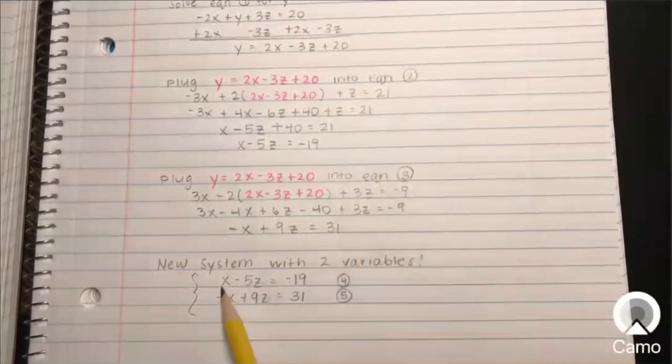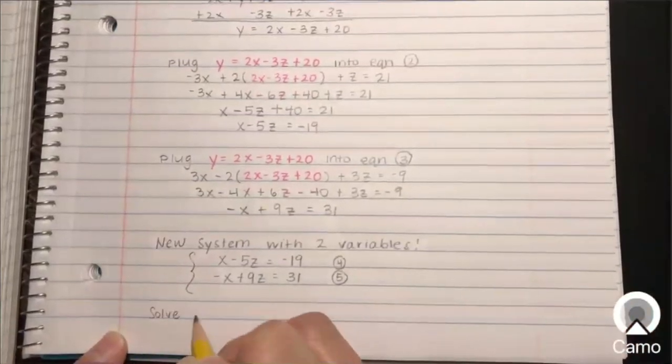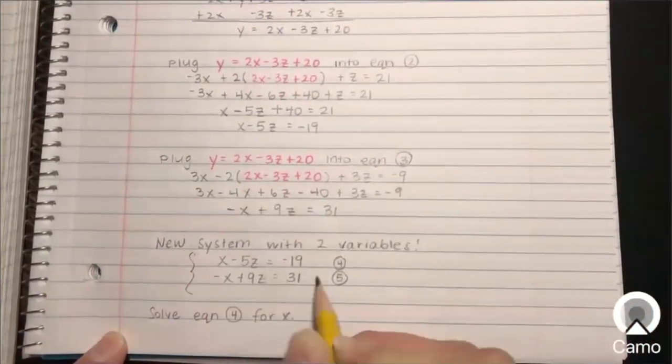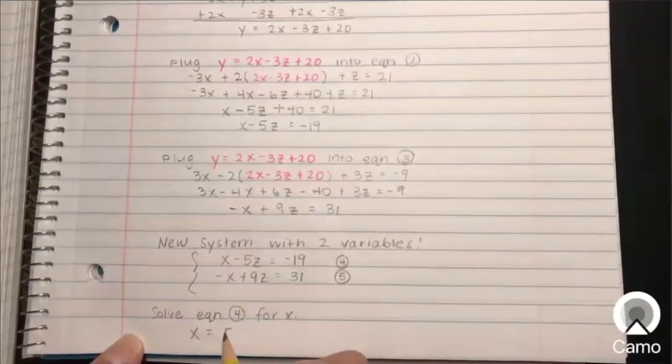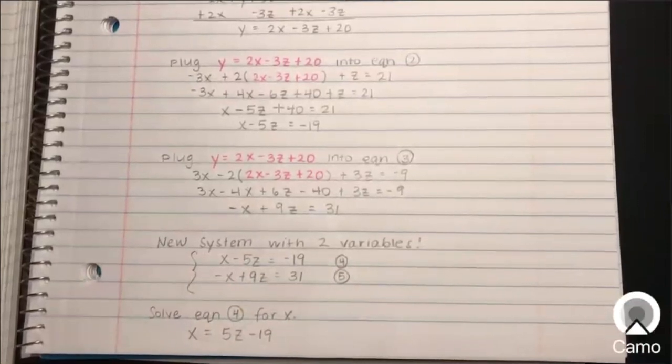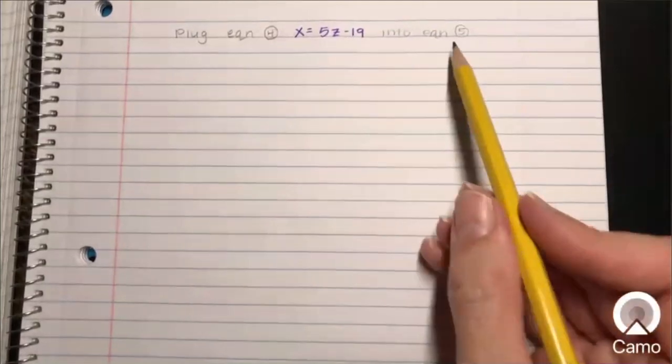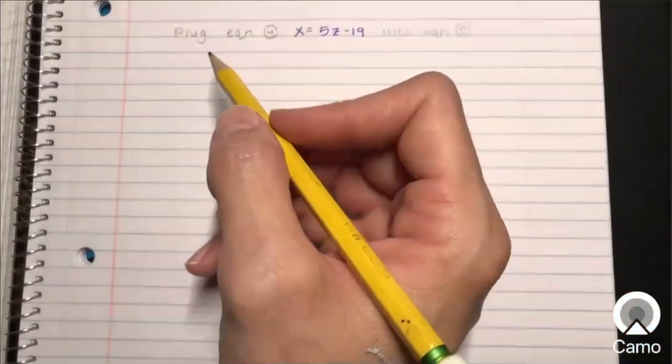Now I can solve equation 4 for x. If I do that, I get x equals 5z minus 19. Then I will plug that into equation 5. I'm going to plug equation 4, which I rewrote in terms of x, into equation 5. Equation 5 is negative x, so I'll rewrite this for x.